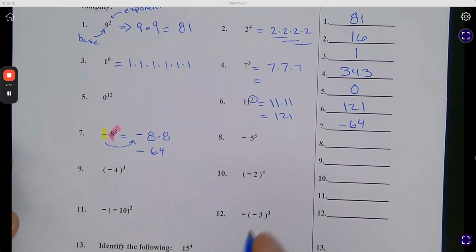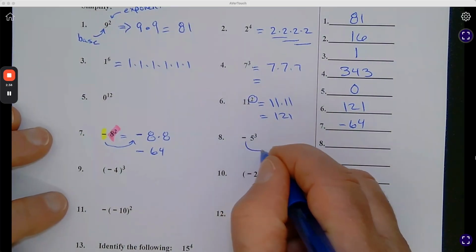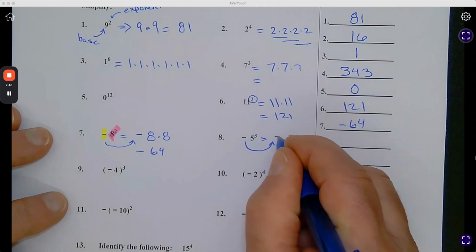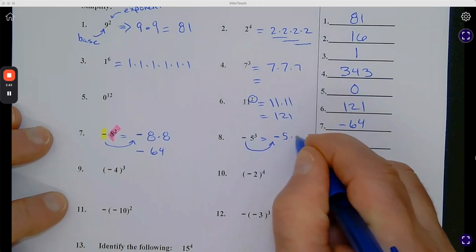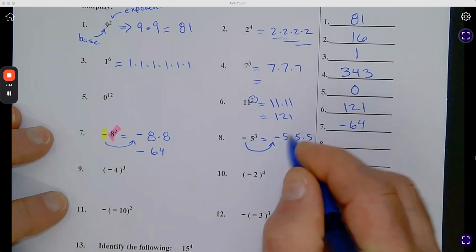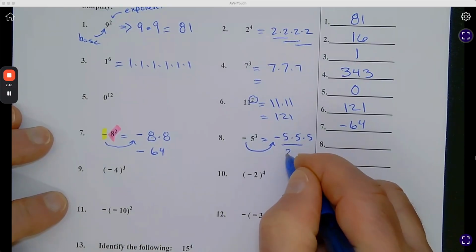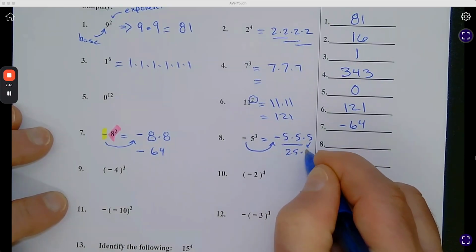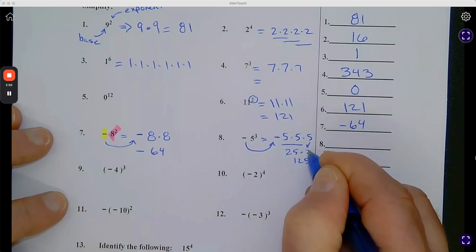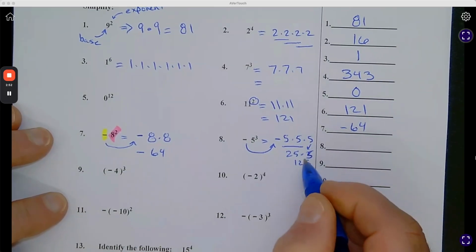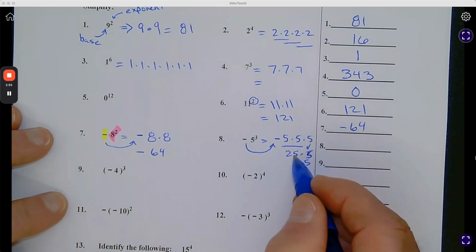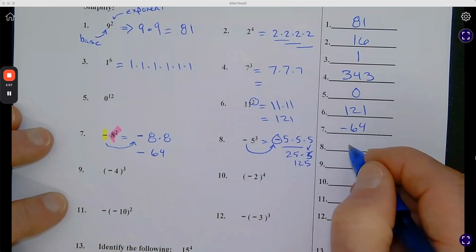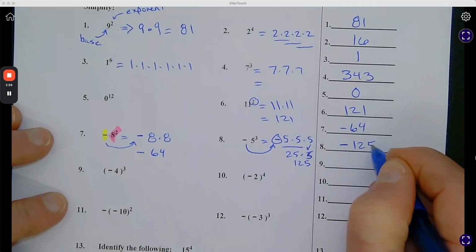All right, here the same scenario. That negative goes out in front, and then 5 times 5 times 5. Well, 5 times 5 is 25, and then times 5 is 125. I don't know why I wrote a 2 there. So 5 times 5, and then times another 5. Don't forget that negative now. Don't forget that negative. Boom.